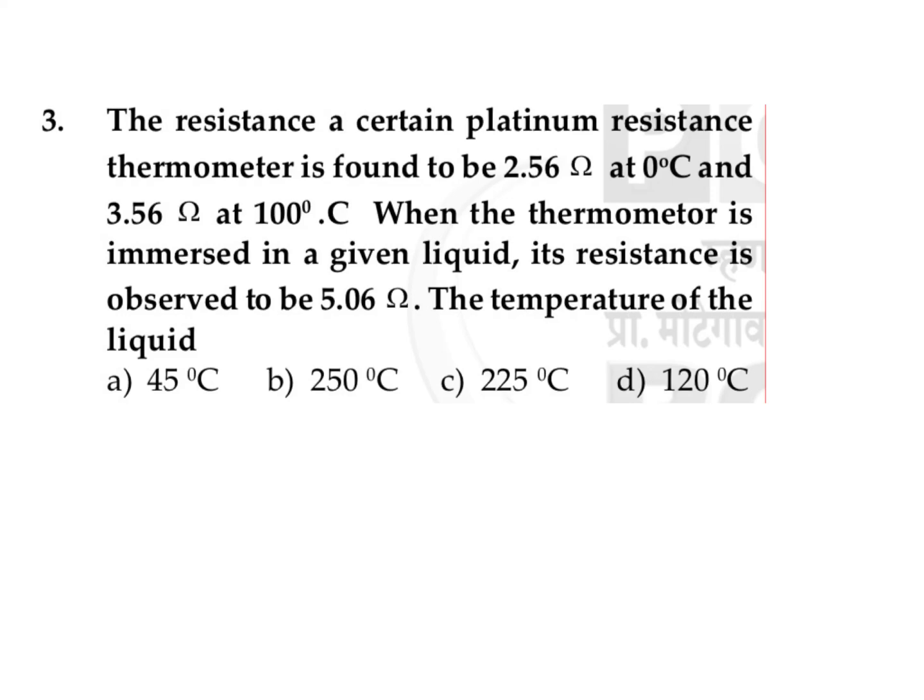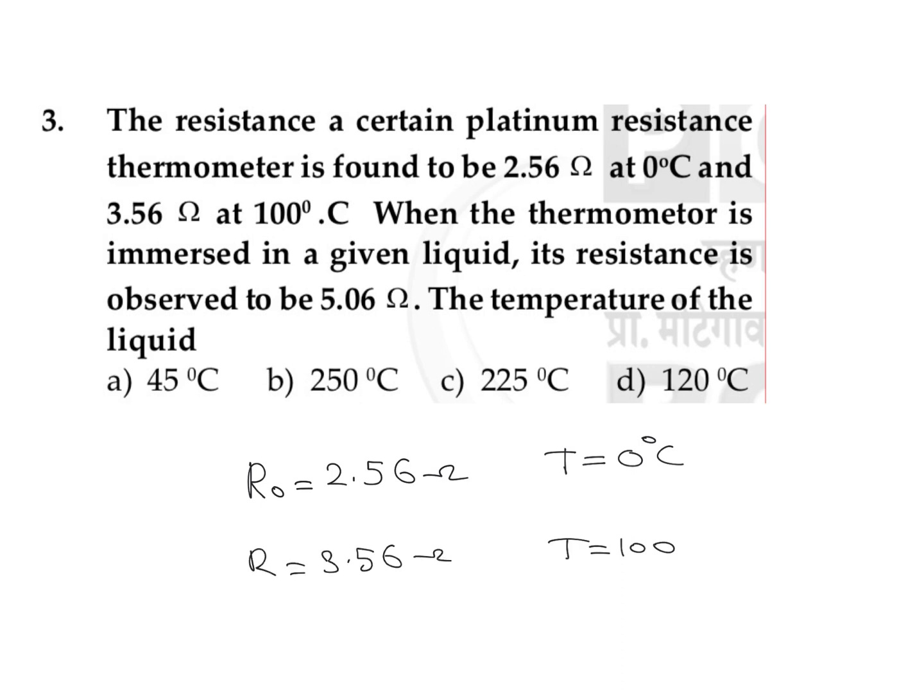In this question, it is given that the resistance of a certain platinum resistance thermometer is found to be 2.56 ohm at 0 degree Celsius. So we can write resistance at 0 degree Celsius is nothing but 2.56 ohm. And when the temperature becomes equal to 100 degrees Celsius, the resistance becomes equal to 3.56 ohm.